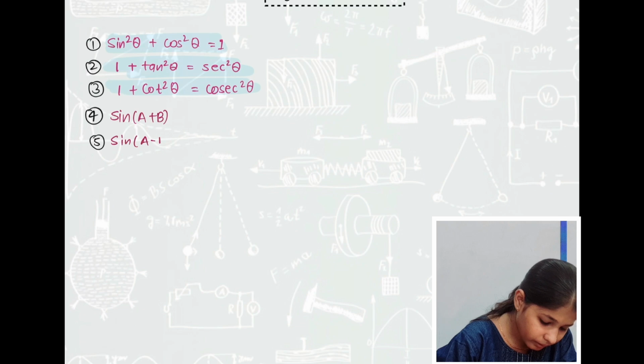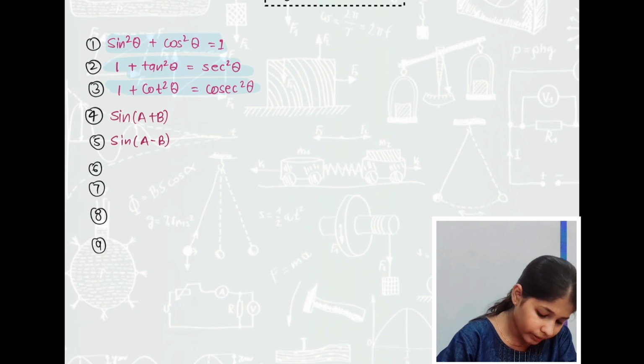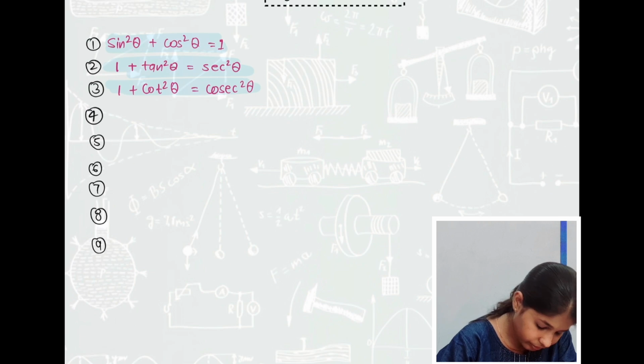Sin A minus B. Sixth. Seventh. Eighth. Ninth. Okay. To here. Okay, let me write it with a different pen.